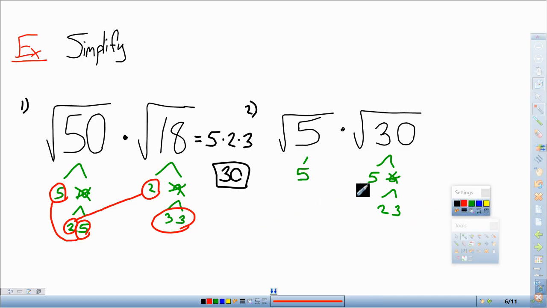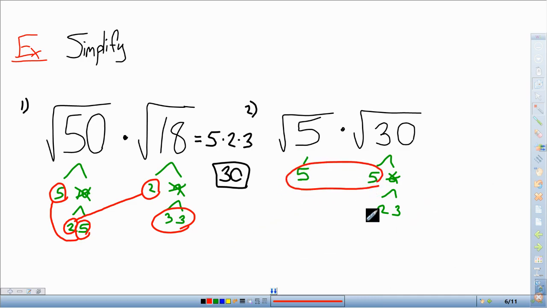Okay, so I'm looking for pairs. Looks like I have a pair of 5s. A 5 is going to come out. 2 and 3 stay inside. Okay, so it looks like this is going to turn into a 5 square root of 2 times 3. Going one more step, multiplying those, 5 square root of 6.